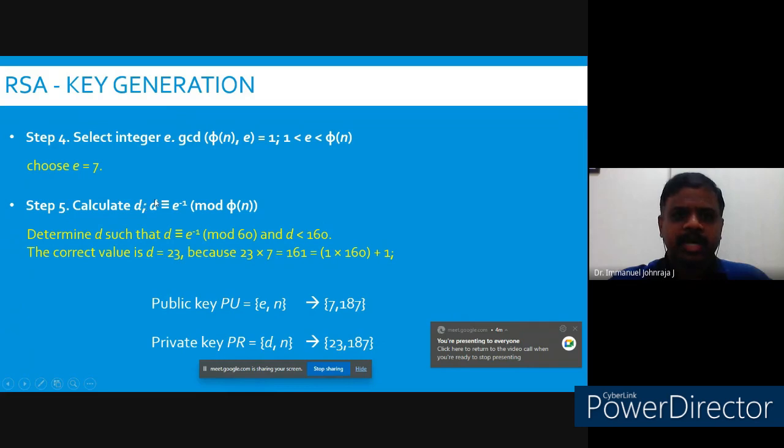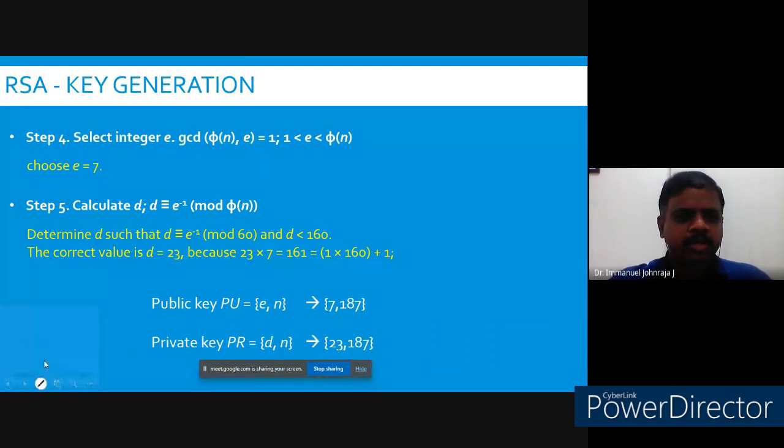But here we are going to calculate a value called D such that D is equal to E inverse mod phi of n. What is this E inverse? Very simple, sir. This is equal to DE is equal to 1 mod phi of n. E is already known. E is 7. Okay. Now E is available as 7.